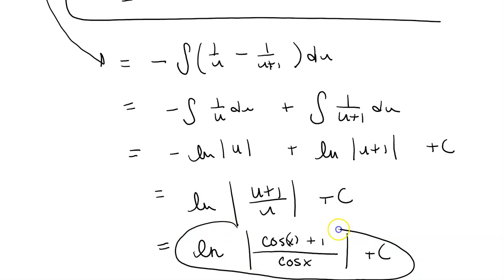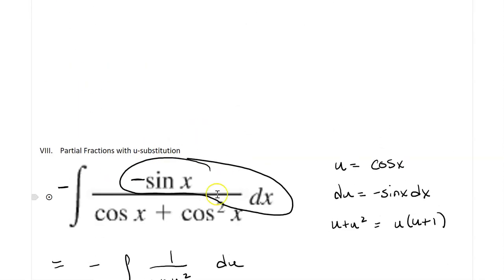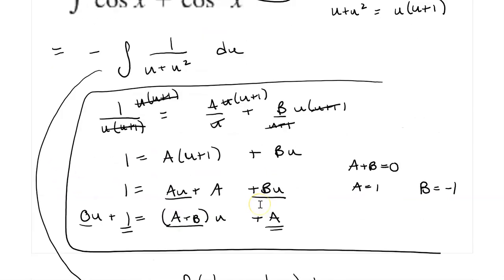So there may be some problems where you have to use u substitution and then end up getting something you can deal with using partial fractions. And the way you would recognize something like that is this is a polynomial in terms of cosine of x. So if you have a situation like that, this may be the best approach for you to take.